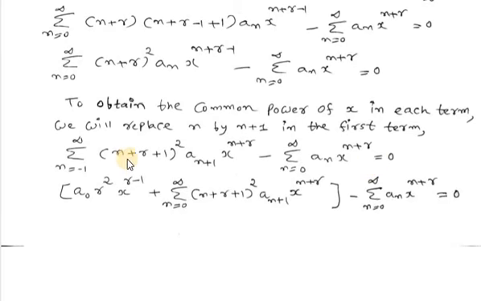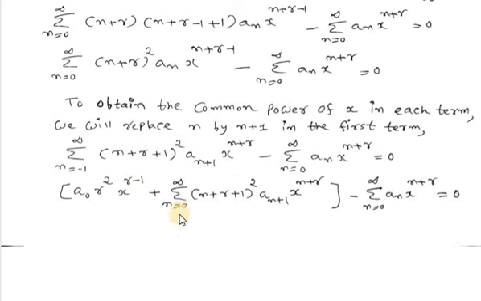Now first of all, put the value of n equals -1 in this expression and write down this whole term for sigma n equals 0 to infinity. So for n equals -1, -1 plus 1 will cancel out. We have r^2, and a_(n+1) will become a_0, and x^(n+r) will become x^(r-1). Then after plus, we have to write down this whole term as it is.